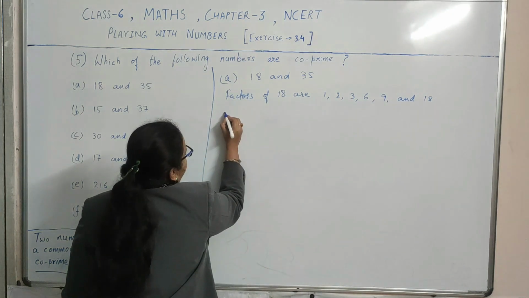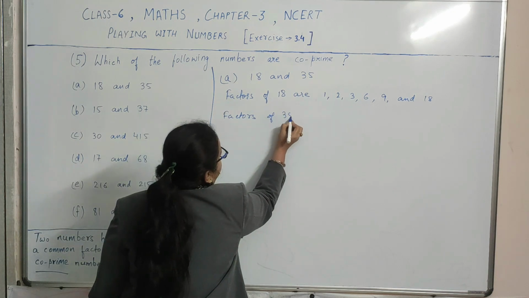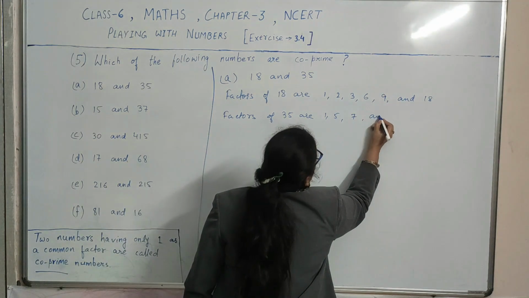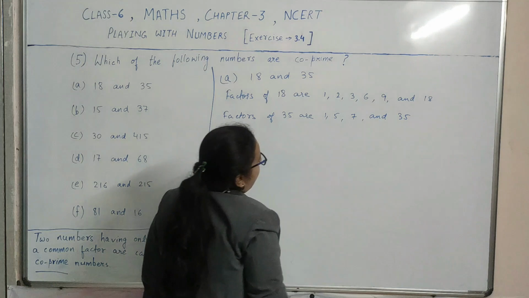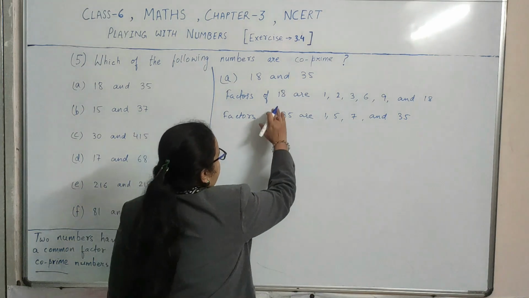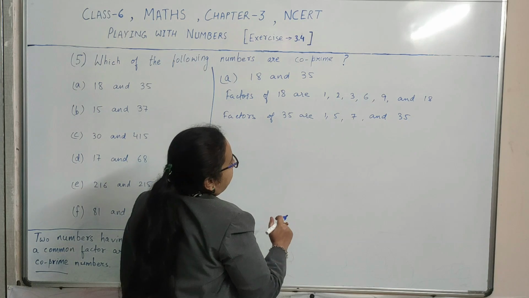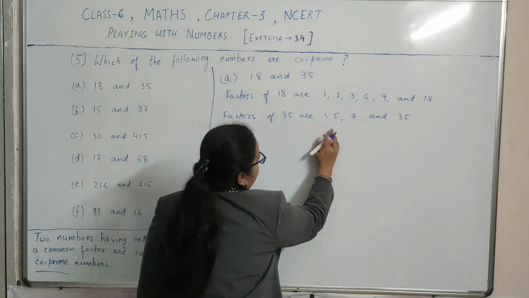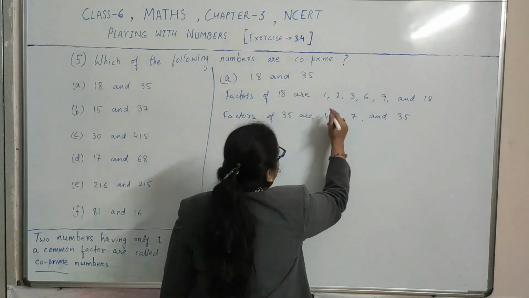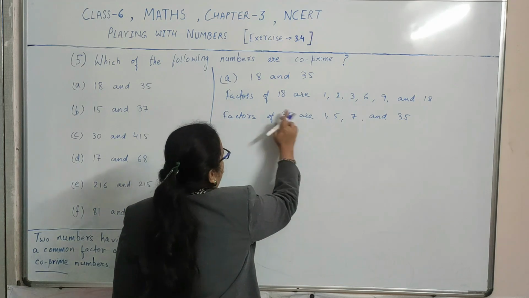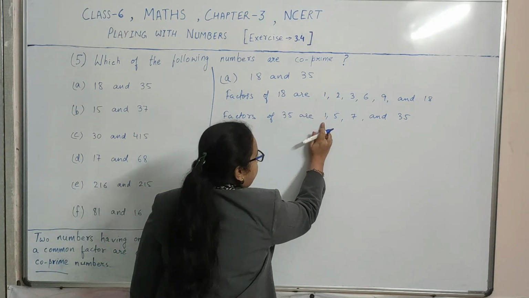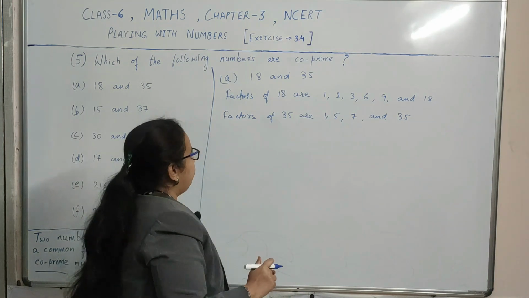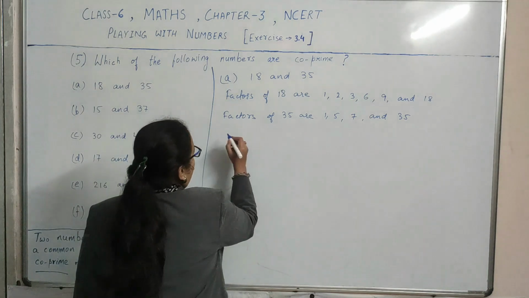Now we will find the factors of 35. Factors of 35 are 1, 5, 7 and 35. So what is the common factor of 18 and 35? See, 2, 3, 6, 9 and 18 are not present in the factors of 35. So the common factor is only 1. The common factor of 18 and 35 is only 1. It means the numbers 18 and 35 are co-prime. So what we will write? The common factor of 18 and 35 is only 1.